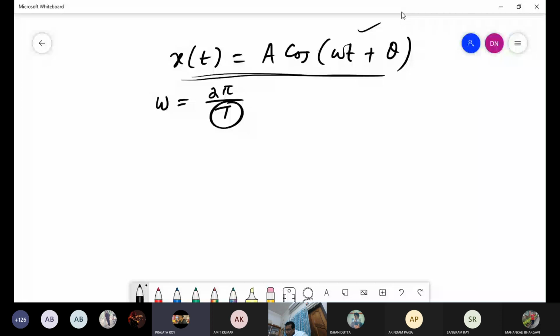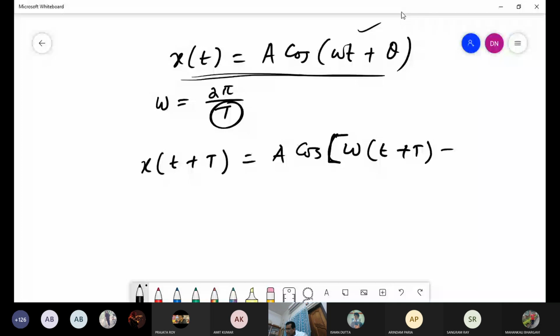Now here x(t plus capital T) is equal to A cos(omega (t plus capital T) plus theta). You can write in this way. Okay. Then it is possible for you to prove that this will be equivalent to this. This will be equal to this.